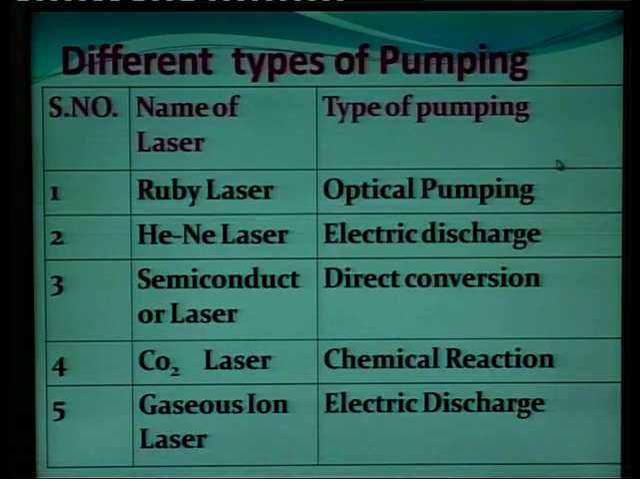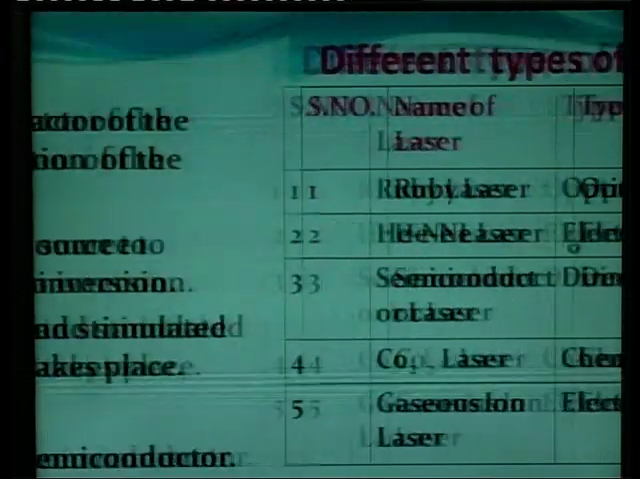So why is pumping done? This is to achieve population inversion. And what is population inversion? That a large number of atoms or molecules are in their excited state. So this was the first requirement for laser, that a large number of atoms must be in their excited state.